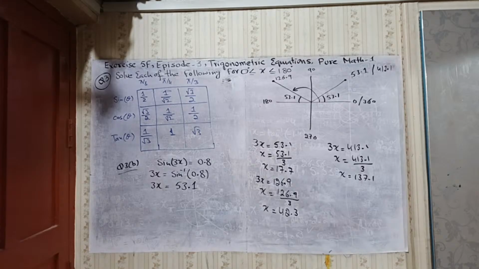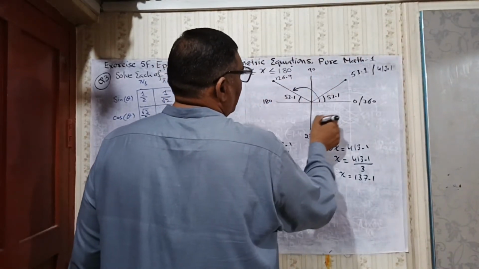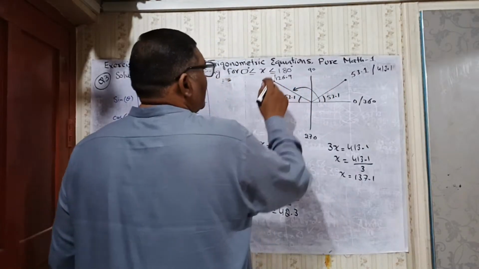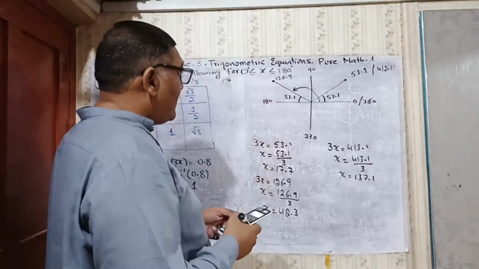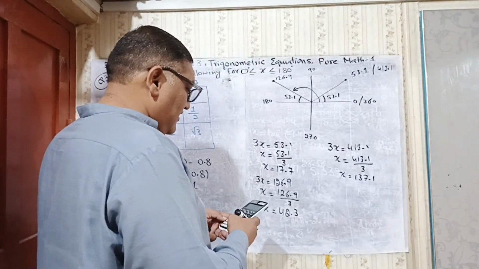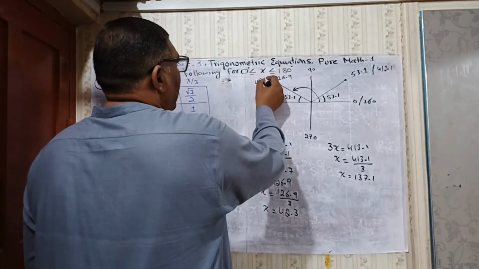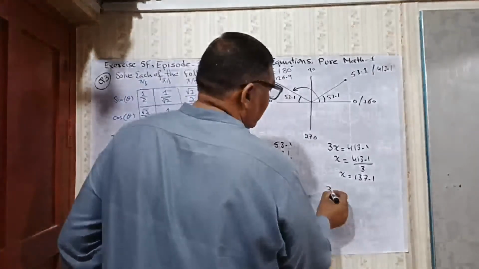17.7, okay, our answer is right. The next one is 42.3, that is also right. And then we have a third answer, 137.1. We can also try this one. If I complete one cycle and come to here, this one can also be 126.9 plus 360. So this angle is also 486.9. Let's try it with the 3x.